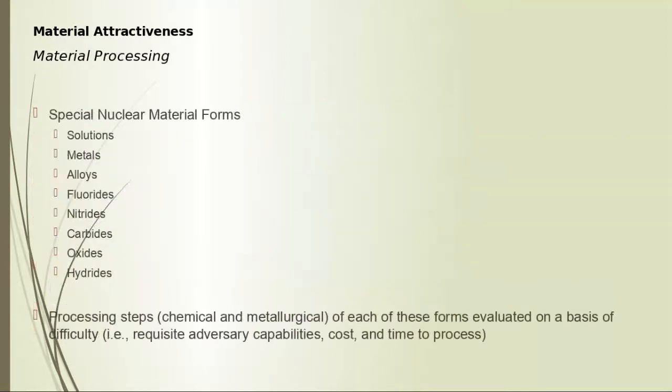And then we said, okay, now I've acquired the material, what processing do I need to do? So we had to look at a wide variety of special nuclear material forms. They included solutions, metals, alloys, fluorides, nitrides, carbides, oxides, and hydrides. And then we looked at the processing steps, both chemical and metallurgical, of each of these forms, and evaluated them on the basis of difficulty and requisite adversary capabilities, cost, and time to process.